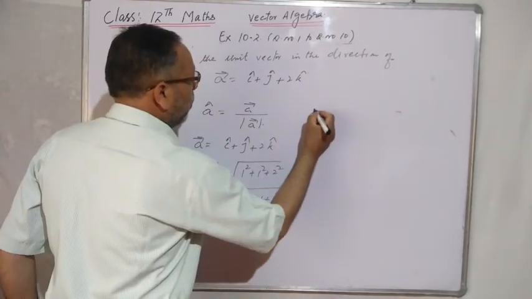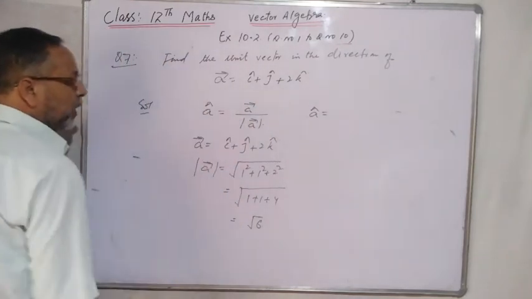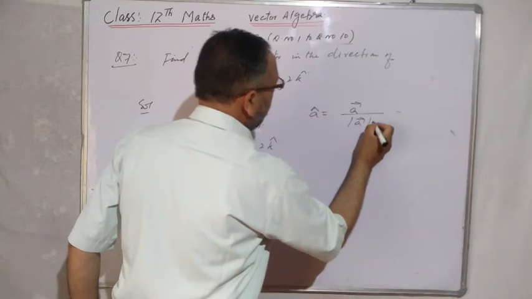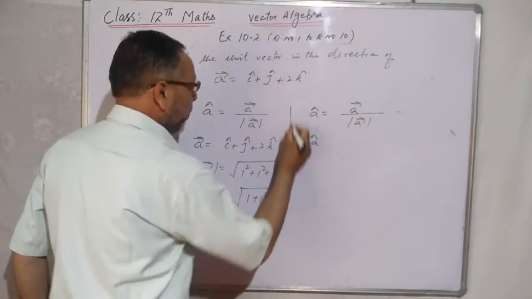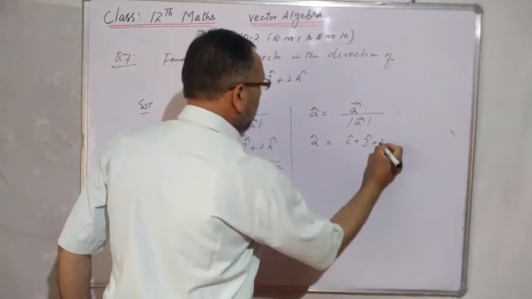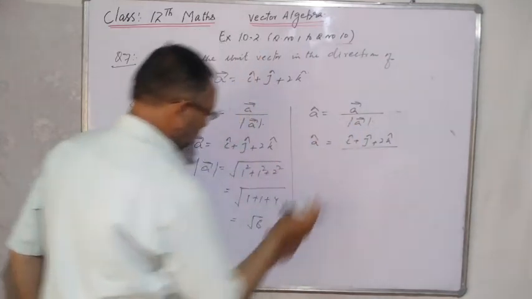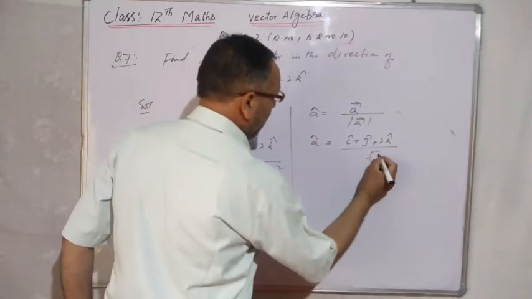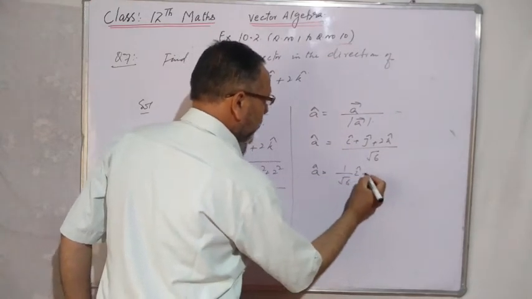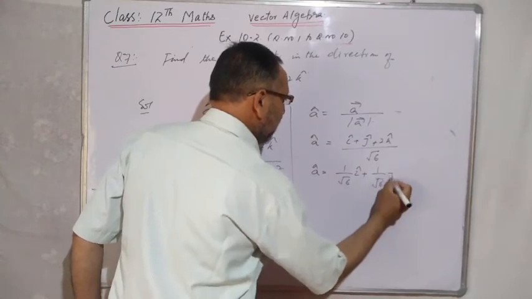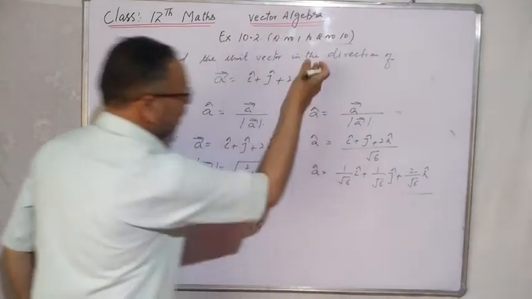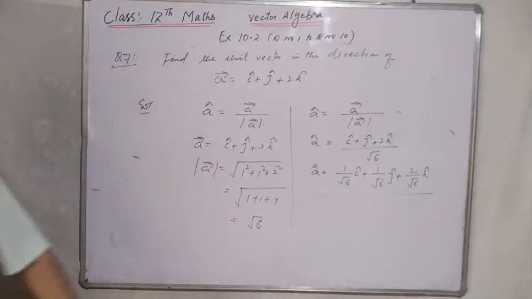So the unit vector in the direction of the given vector will be equal to vector A divided by magnitude of vector A. So A cap is equal to i cap plus j cap plus 2k cap over magnitude of vector A, that is root 6. So A cap here will be equal to 1 by root 6 i cap plus 1 by root 6 j cap plus 2 by root 6 k cap. This is the unit vector in the direction of the given vector. Note it down. Let's move to another question.